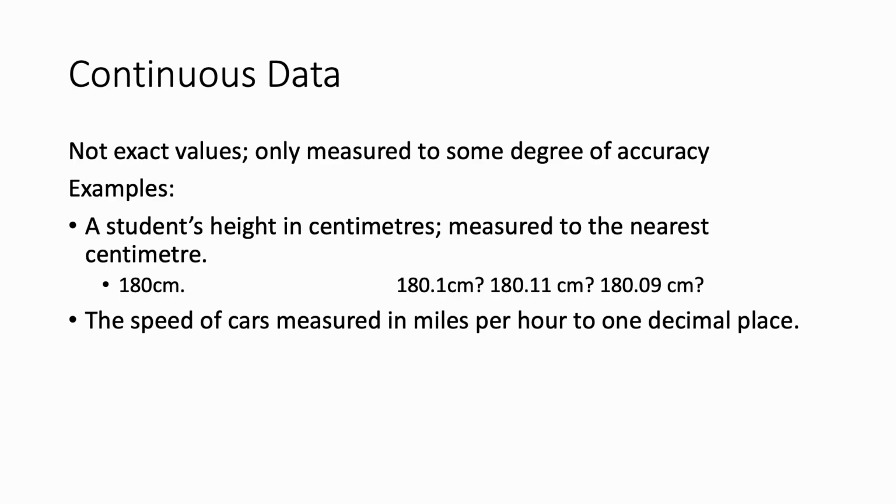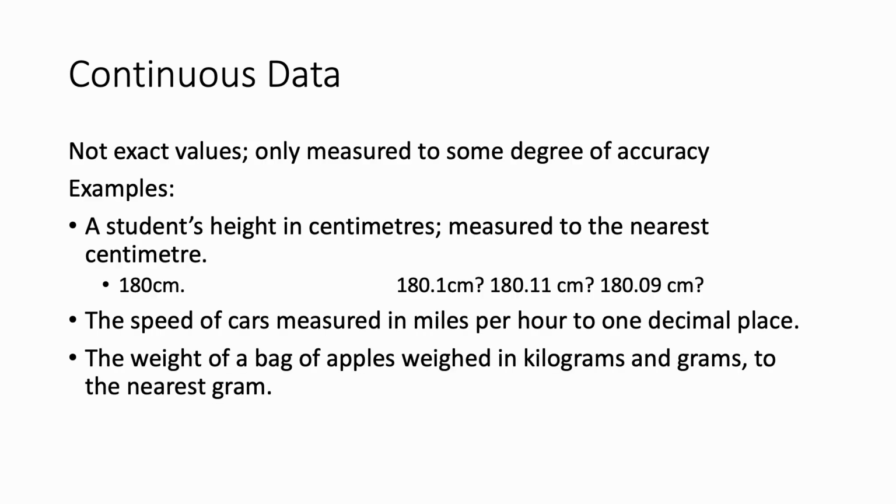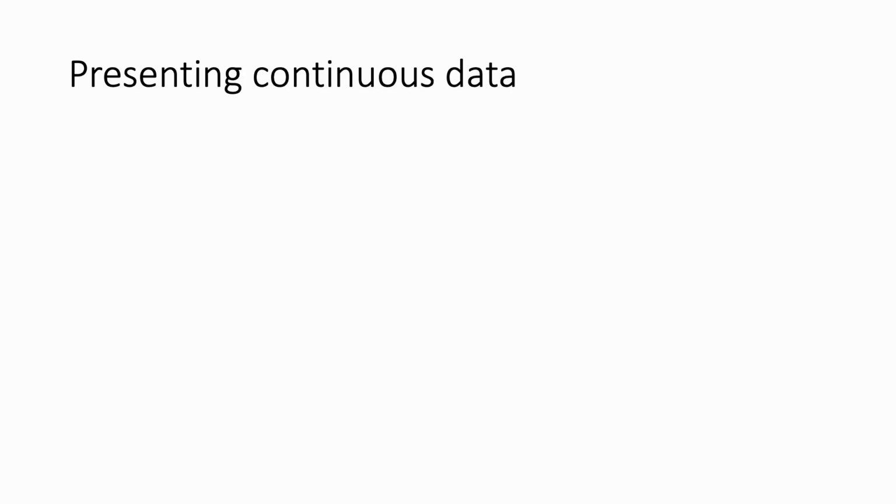Similarly, if we measure speeds, we give them in miles per hour, but 30 miles per hour may mean 30.01 or 30.001 or 29.99 miles per hour. Similarly, weights cannot be measured with 100% accuracy and represent continuous data. Let's now move towards presenting continuous data.